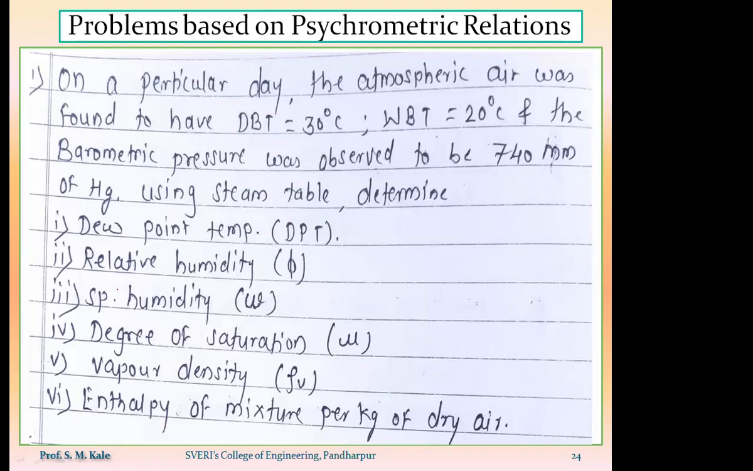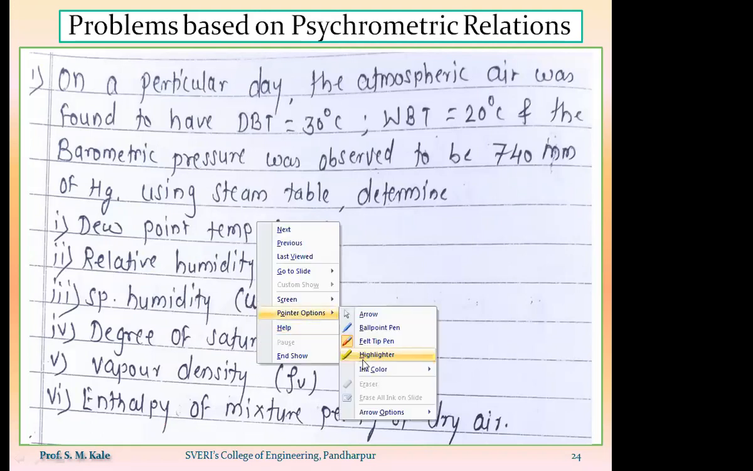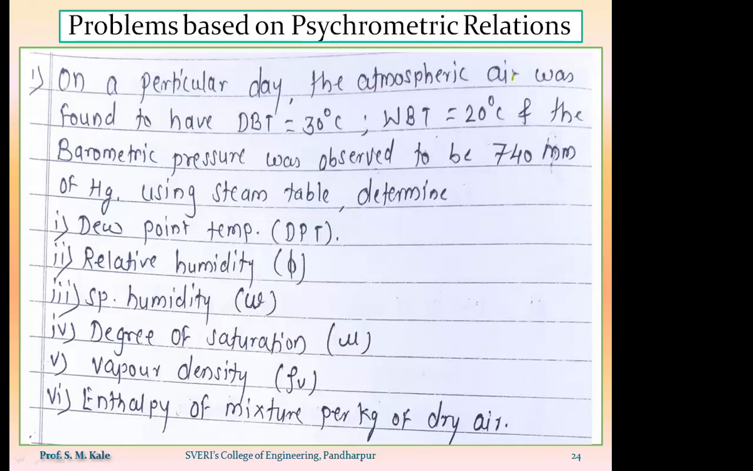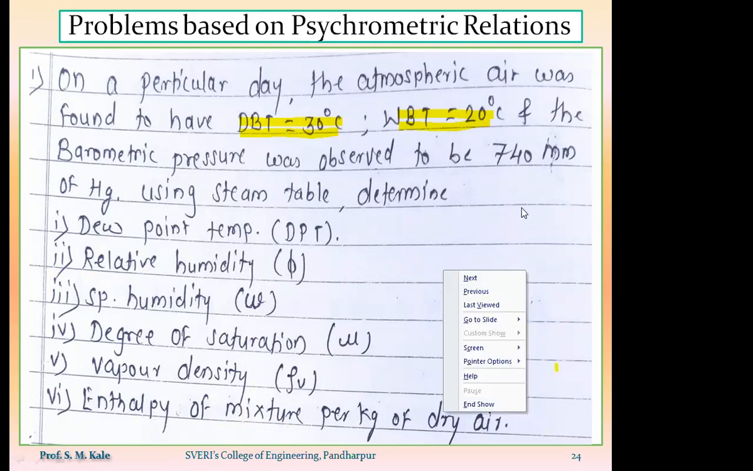So on a particular day, the atmospheric air was found to have dry bulb temperature 30 degrees centigrade, wet bulb temperature 20 degrees centigrade, and barometric pressure was observed to be 740 mm of Hg. That means whatever atmospheric pressure is there, atmospheric pressure is 740 mm of Hg.